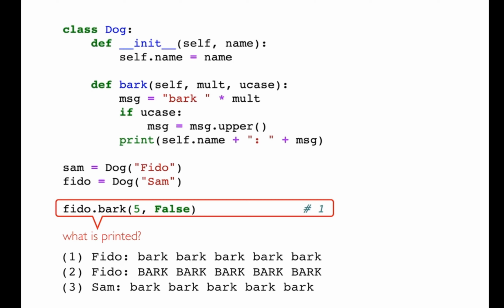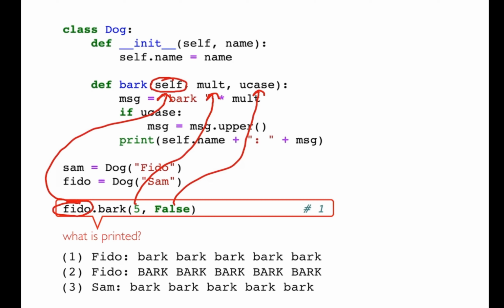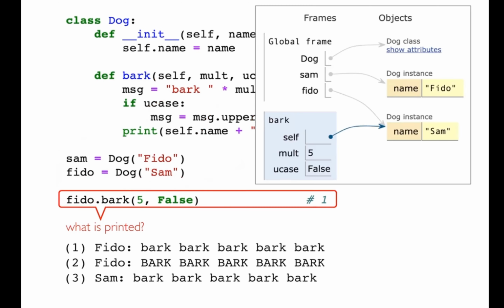Okay, so what happens here when I say Fido.bark? It's going to put these arguments in like this. Fido is going to go to self, 5 is going to go to multiply, and then False is going to go to uppercase. What does that mean? Fido is a variable that refers to an object, and self is really just a special variable that refers to that same object. So what is that object? Fido equals the dog named Sam. That's the trick part. I'm just going to clear all this off and go to the next slide.